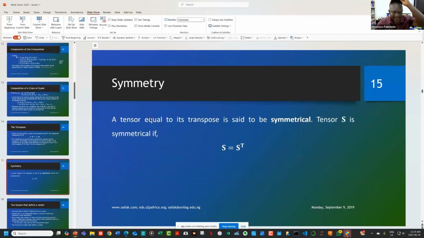So the definition of transpose then tells us something about the idea of symmetry. A tensor equal to its transpose is said to be symmetrical. Tensor S is symmetrical if S and the transpose of S are the same.